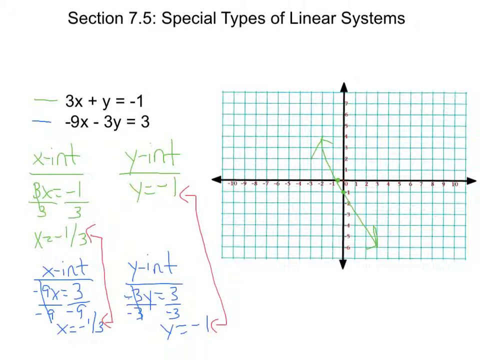So I'm going to plot those points again and make that same line. And what do you notice here? This is question 3. What do you notice about these lines? It just gave you a hint. What makes them so special?